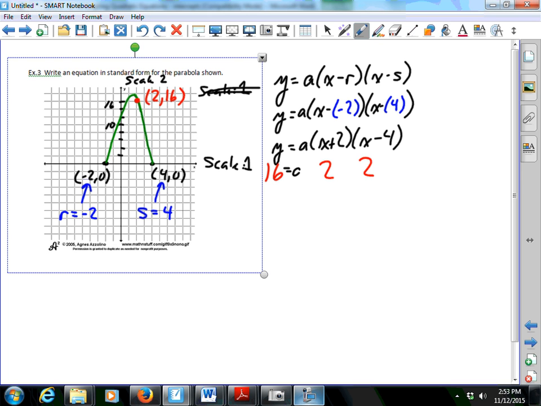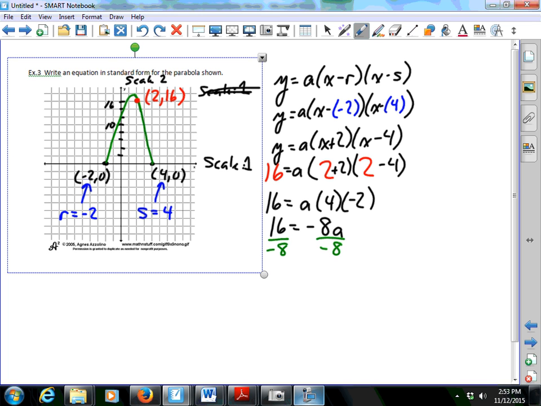So that is a times 2 plus 2 times 2 minus 4. That's 16 equals a times 4 times negative 2, which is negative 8, times a. Solving for a, I divide both sides by negative 8, so my a value is negative 2. My equation in intercept form is y equals negative 2 times x plus 2 times x minus 4.